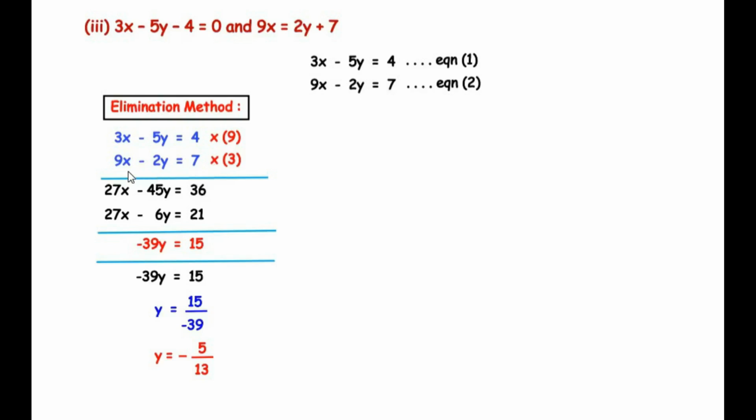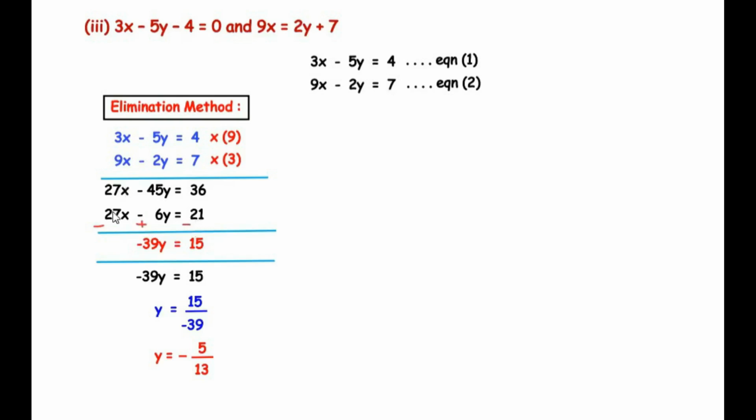Similarly, 3 times 9x gives us 27x. 3 times minus 2y gives us minus 6y. And 3 times 7 is 21. Now let us change the signs of all the terms of the second equation. So positive 27x becomes negative 27x, negative 6y becomes positive 6y, and positive 21 becomes negative 21.